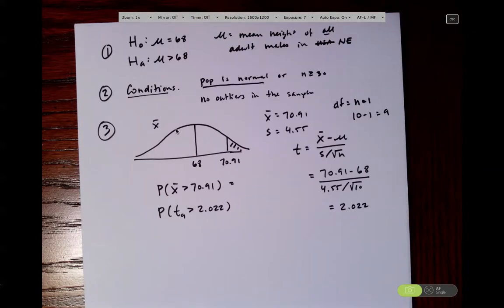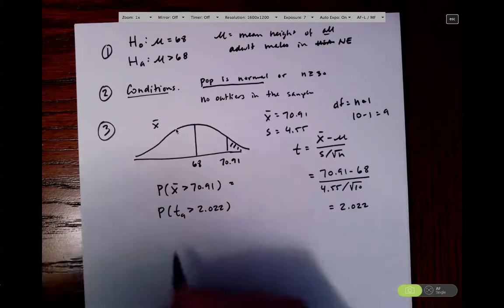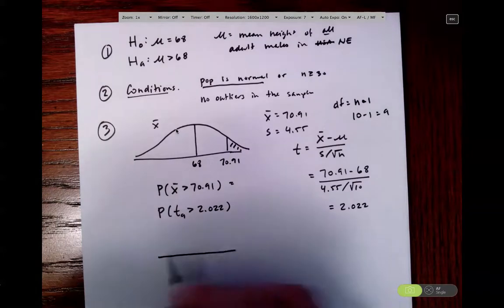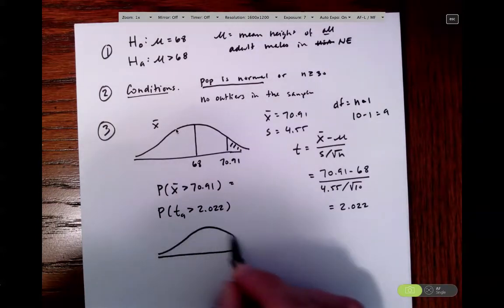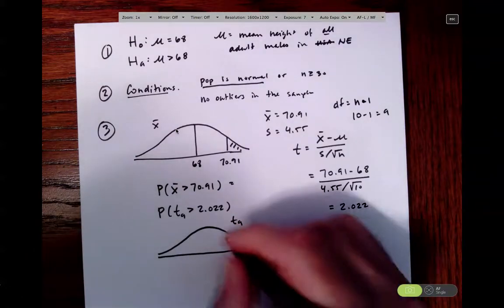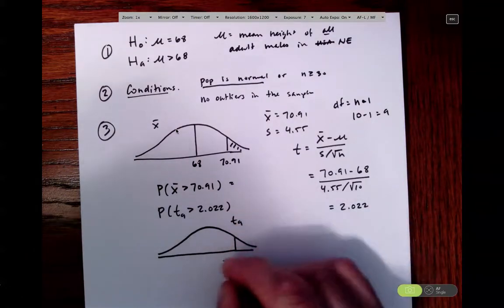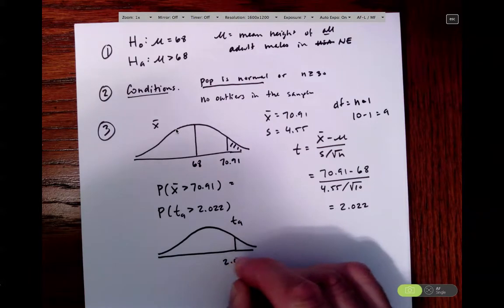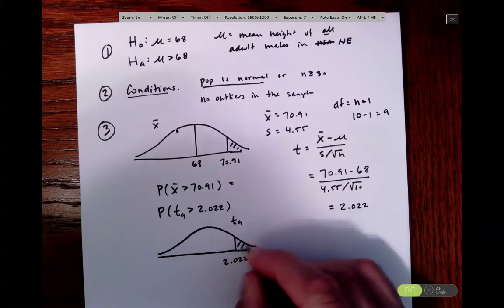Now, there's two ways that we could do this. We could use the table, but the table is going to be kind of restrictive because we're probably not going to be able to find a t statistic of exactly 2.022 in the table. But what I can do is look at a t distribution with 9 degrees of freedom, and it's going to look something like this. Let's call this T9. And what I want to know is what's the probability of being at 2.022 or higher.